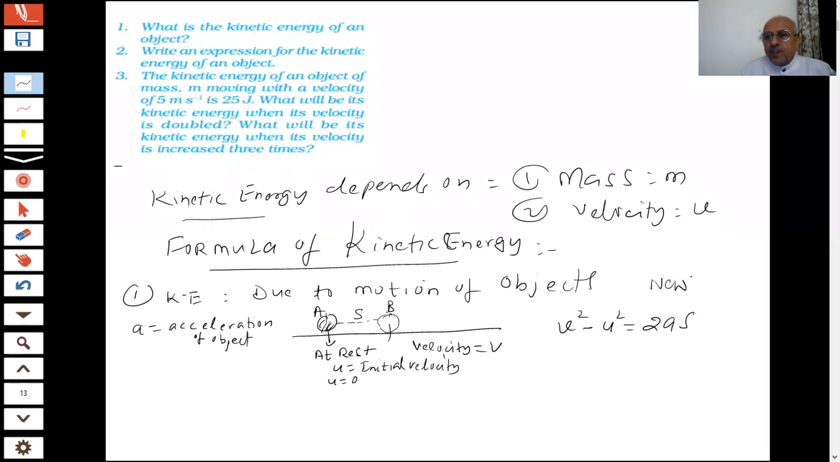Did you study this in Newton's laws of motion? Tell me. V square minus U square is equal to 2as. Did we study this? Yes or no?